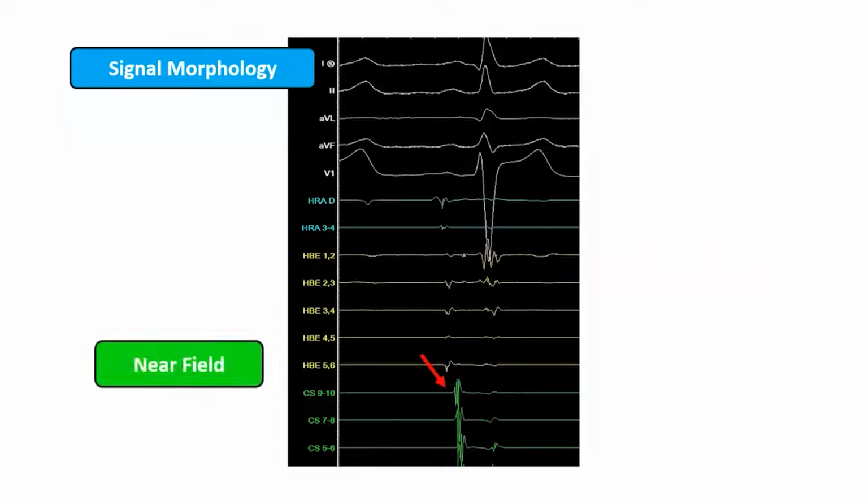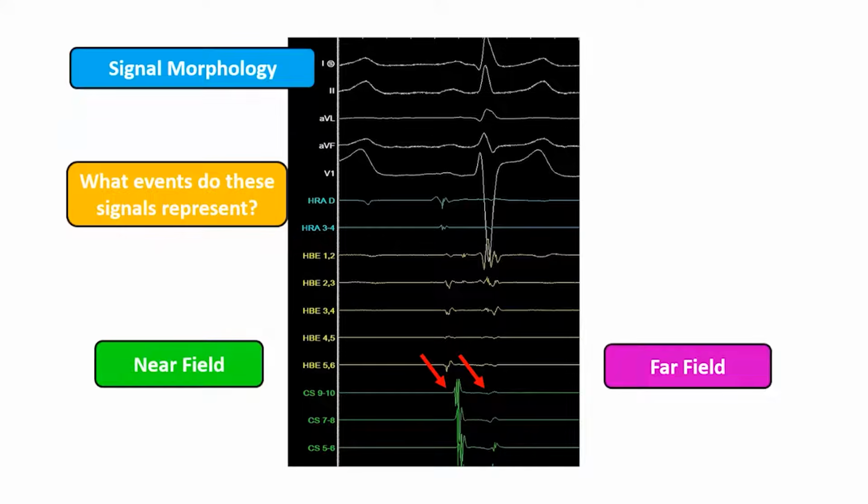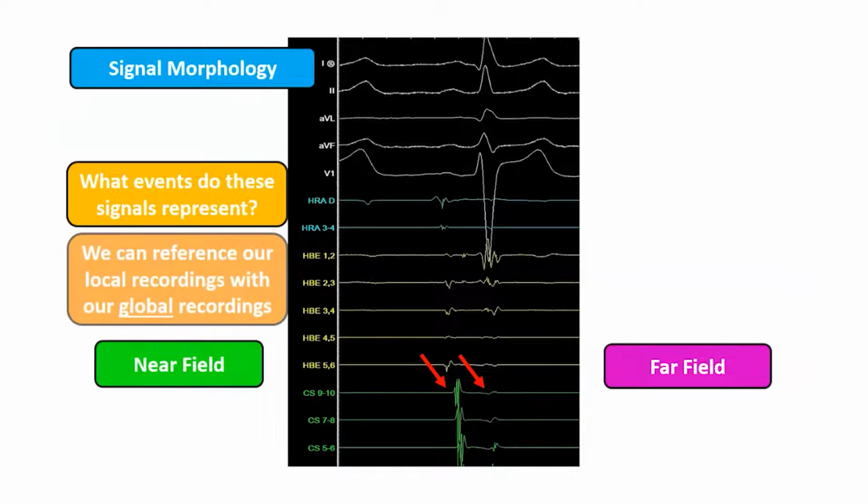Now let's take this a step further. Once again, we know that these here are near-field signals and these here are far-field signals. So the next question is an exercise in naming these signals and making sure that we know what these events represent. Once again, these are local recordings. So if there's ever any question on what the electrical signals locally represent, what we can do is compare them to our global reference, our surface 12 lead, located up here.